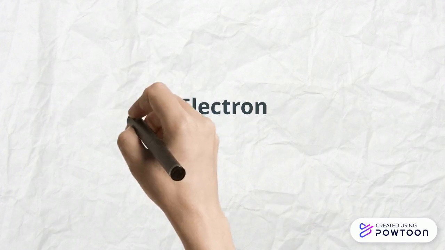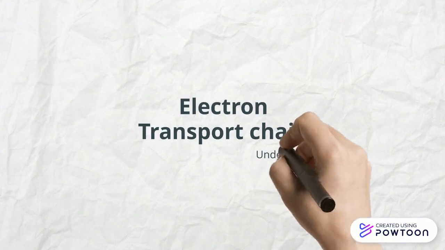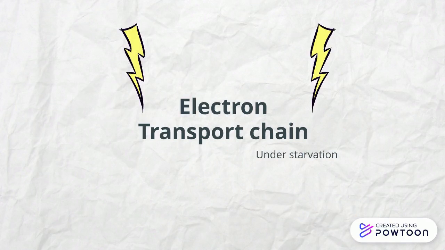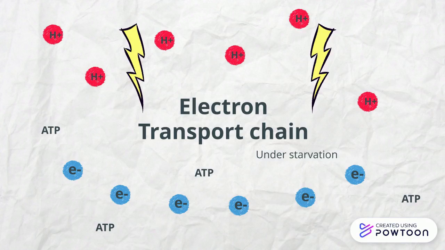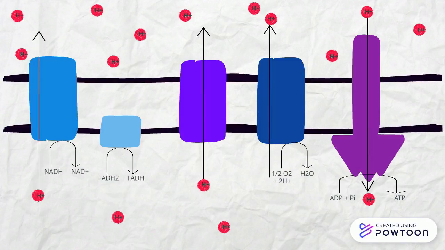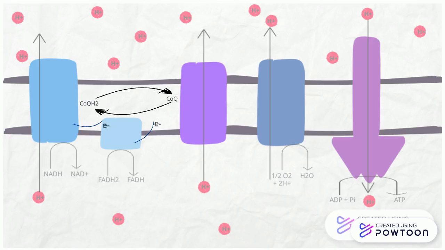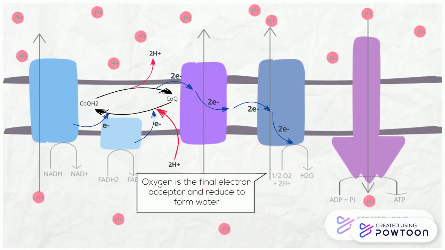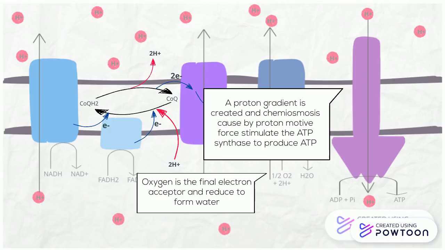Now, we'll talk about the electron transport chain under starvation. Let's recall the ETC. Electrons are transported from complex 1 to complex 4, and oxygen will be the final electron acceptor. A proton gradient is created, and chemiosmosis driven by the proton motive force stimulates the production of ATP.